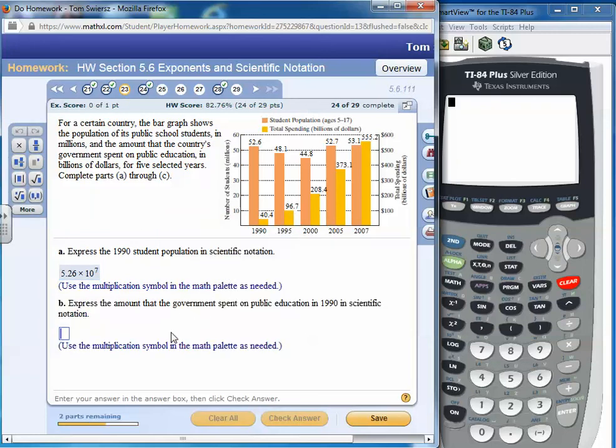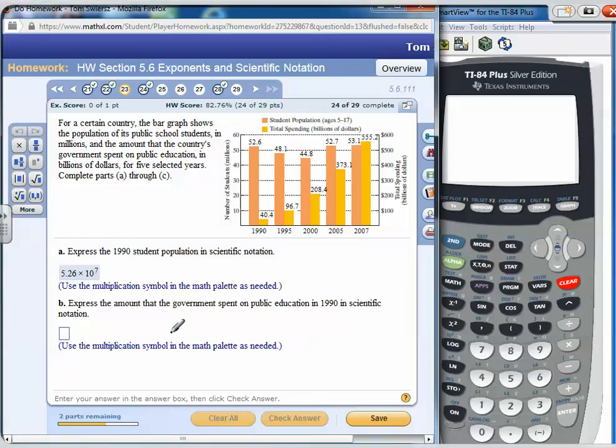Okay, express the amount that the government spent on public education in 1990 in scientific notation. 1990, the government total spending is 40.4 billion. So 40.4 billion is 40 billion, 400 million, and then thousands, hundreds. So we're going to move it over 3, 6, 9, 10. So it would be 4.04 times 10 to the 10th power. Notice that's in billions.